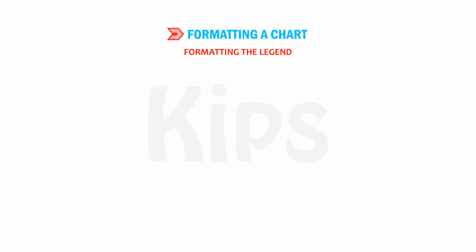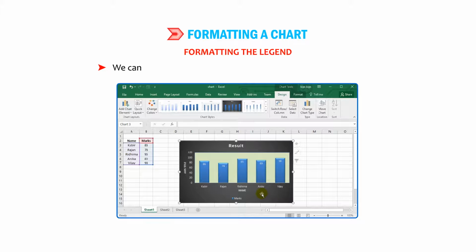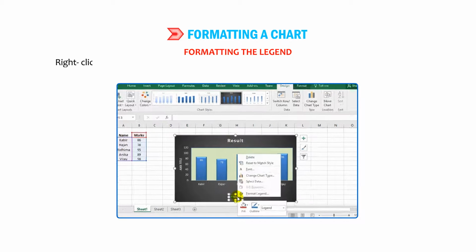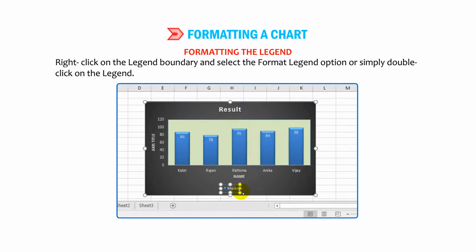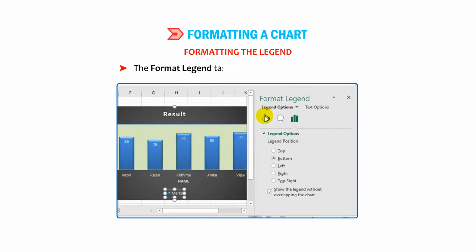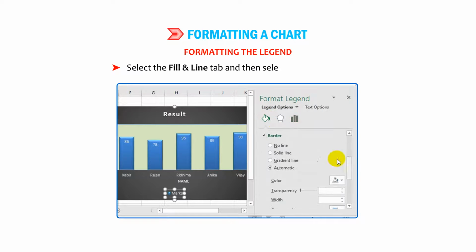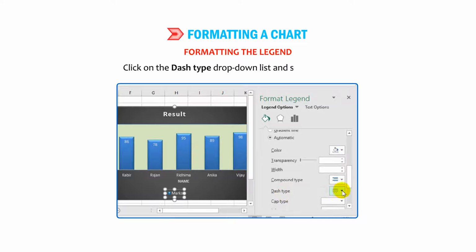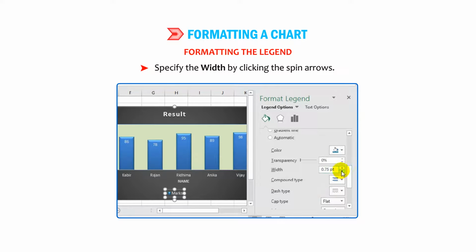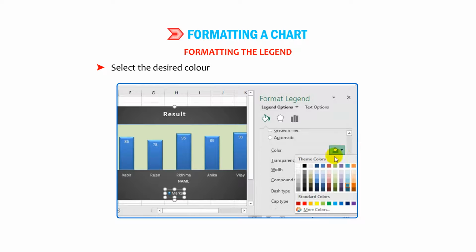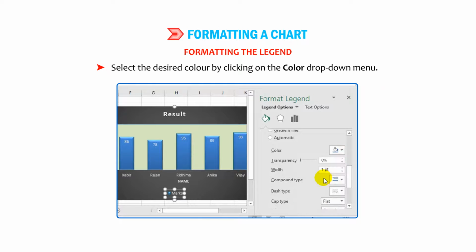Okay, let me explain to you how to format the legend. We can format text, background, boundary and color of a legend. Right-click on the legend boundary and select the Format Legend option or simply double-click on the legend. The Format Legend task pane appears on the right side. Select the Fill and Line tab and then select the Border option. Click on the Dash Type drop-down list and select any style. Specify the width by clicking the spin arrows. Select the desired color by clicking on the Color drop-down menu.